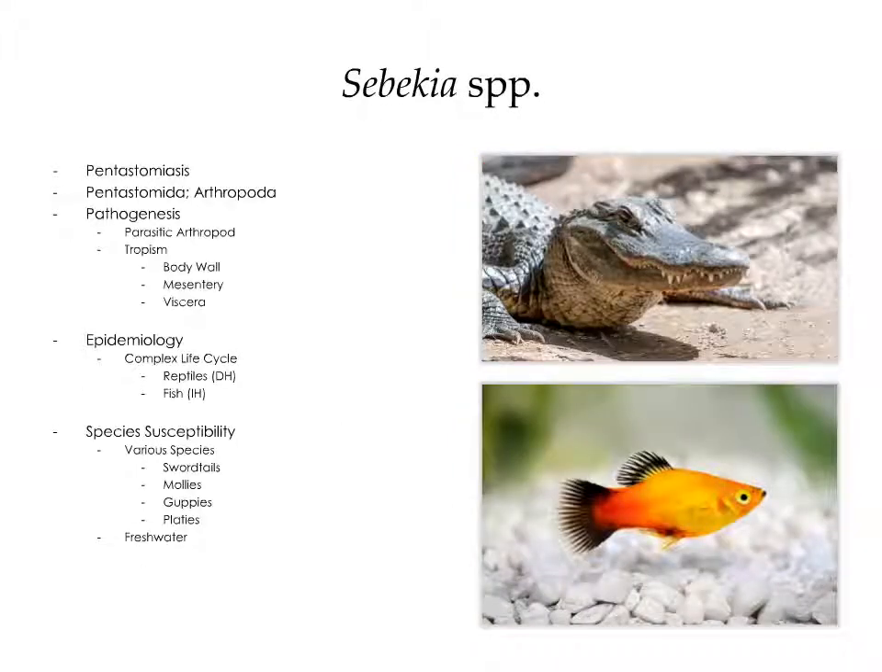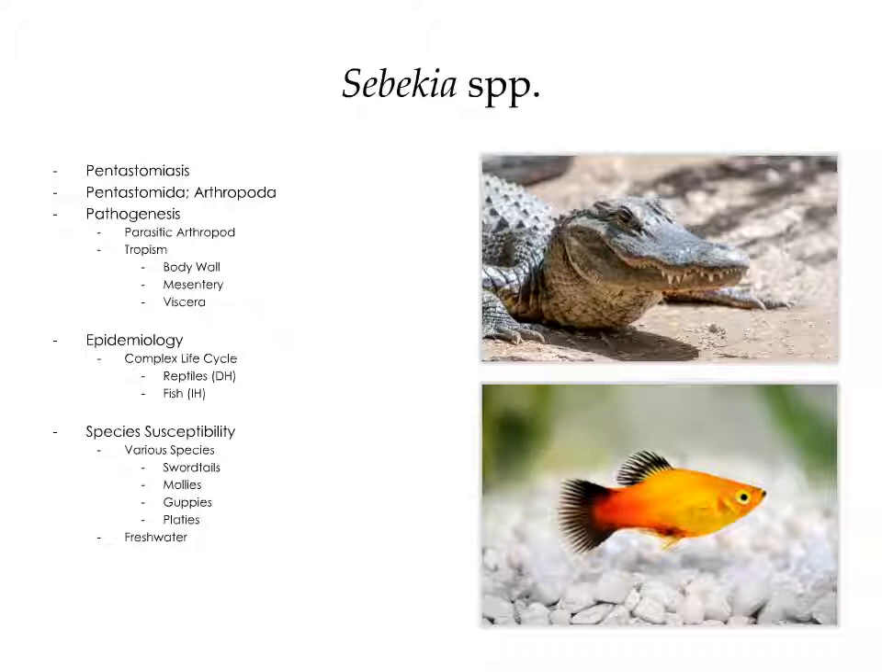Sebekia is a genus of parasitic arthropod of the group Pentastomida, and it's responsible for the disease known as pentastomiasis. Pentastomida is a group of parasites that most people aren't too familiar with because it's more common among lower vertebrates like fish, amphibians, and reptiles. In fish, the parasite has a tropism for the body wall, the mesentery, and the viscera.